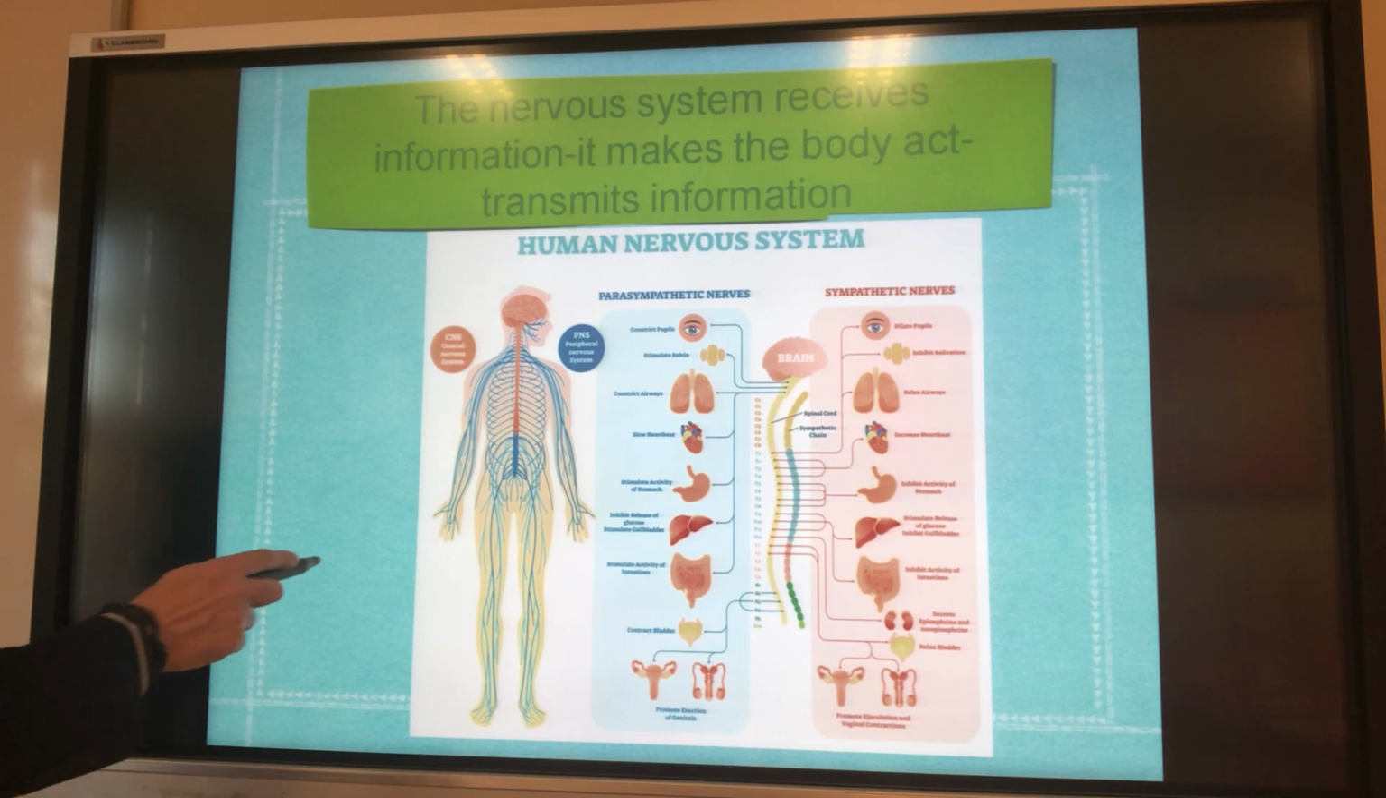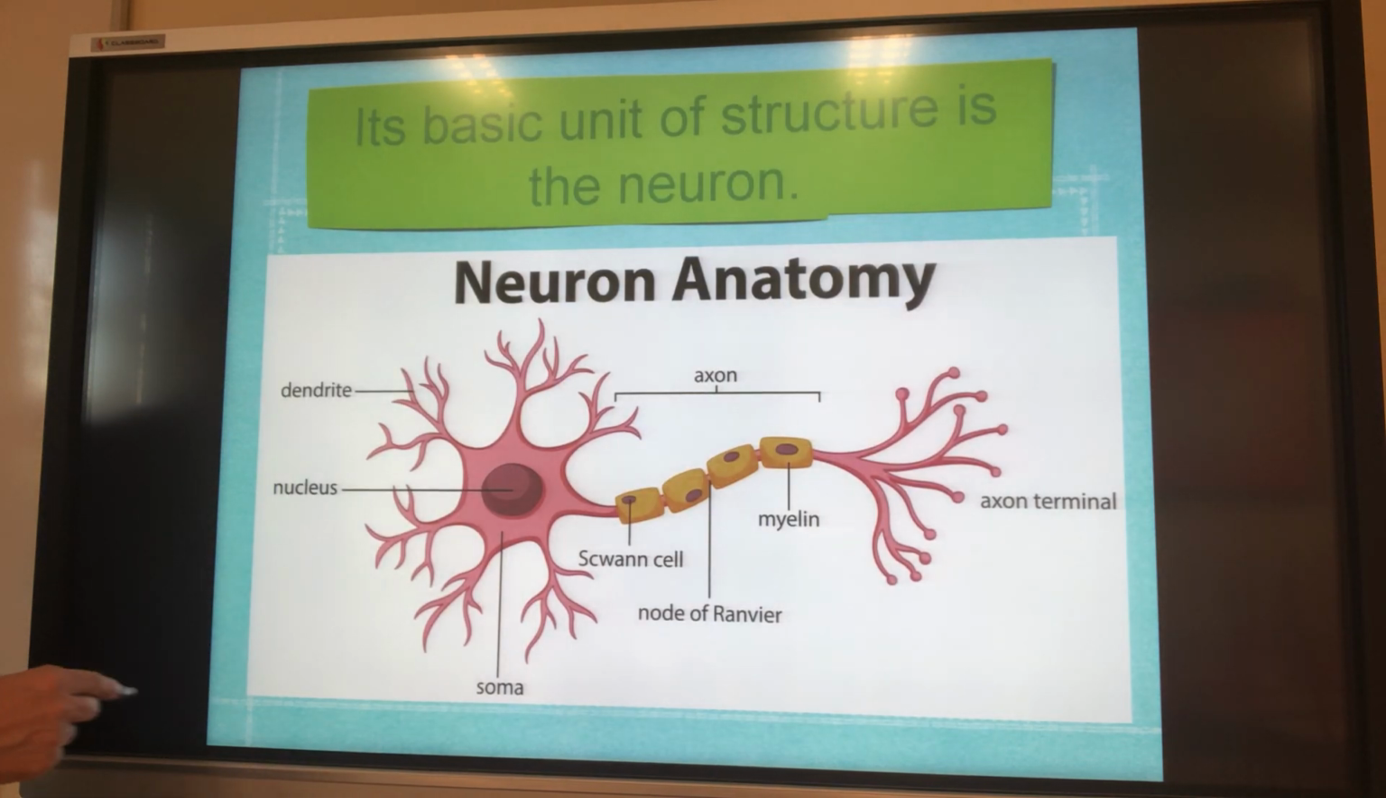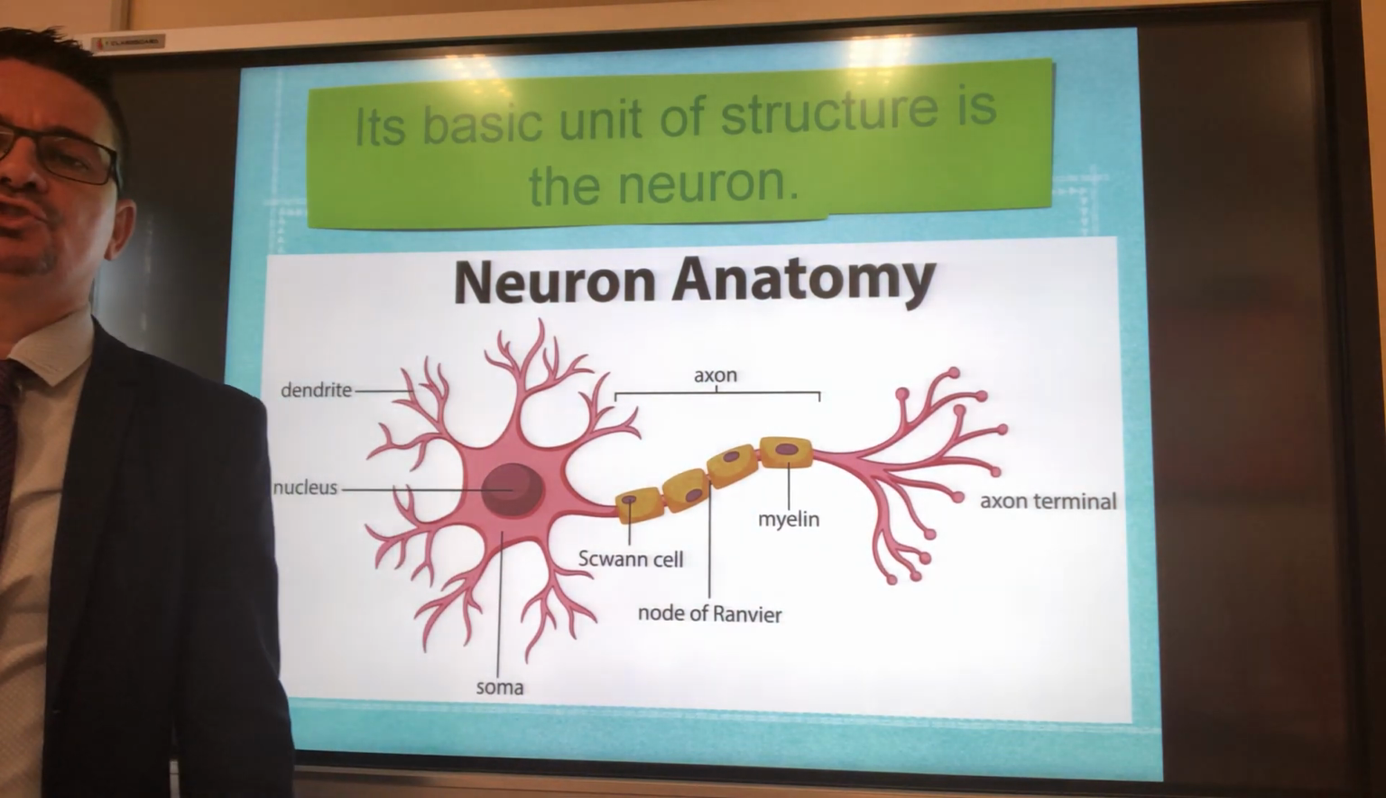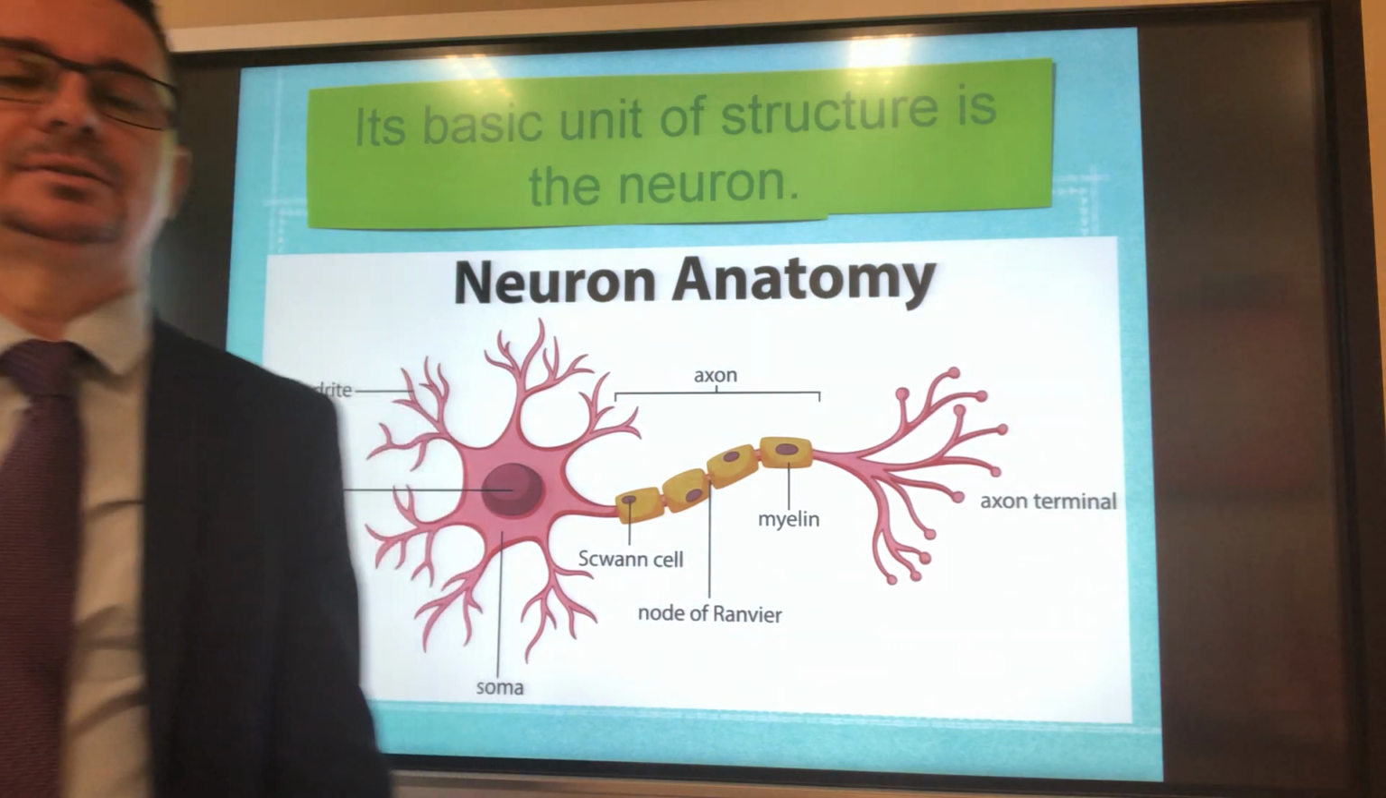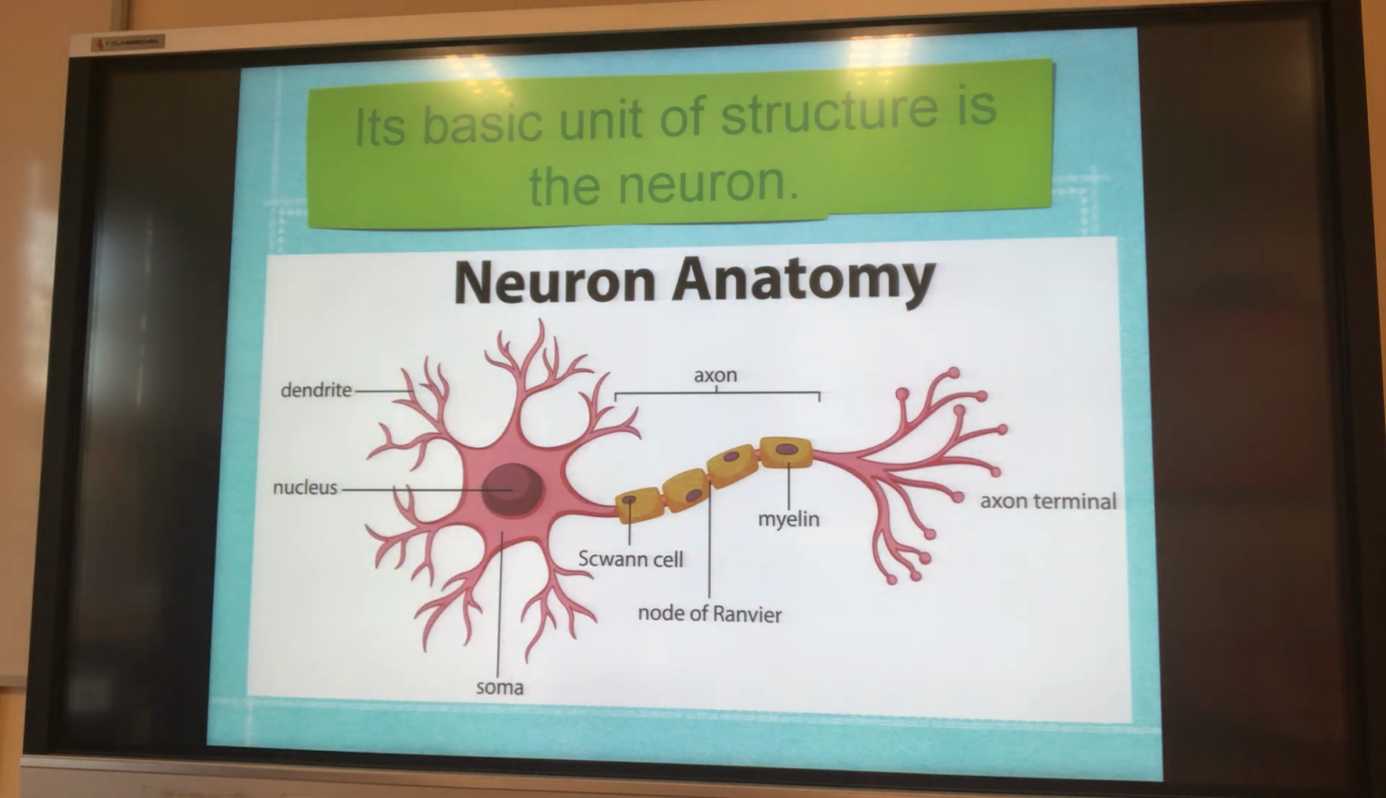You don't need to draw this image. We are going to draw later. What is the basic unit of structure in the brain? I mentioned the gray matter and the white matter. Yeah, these parts are made up of neurons. The basic unit of structure is the neuron. And the neuron has a special anatomy. Let's see that.